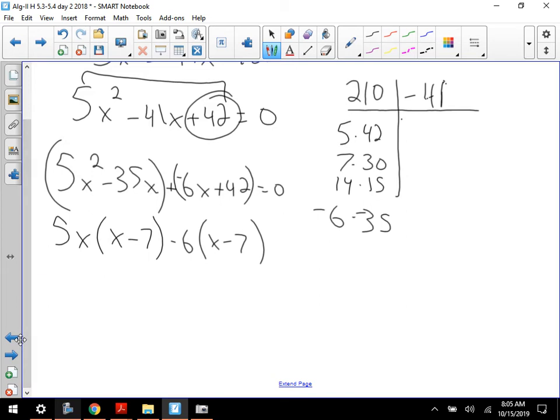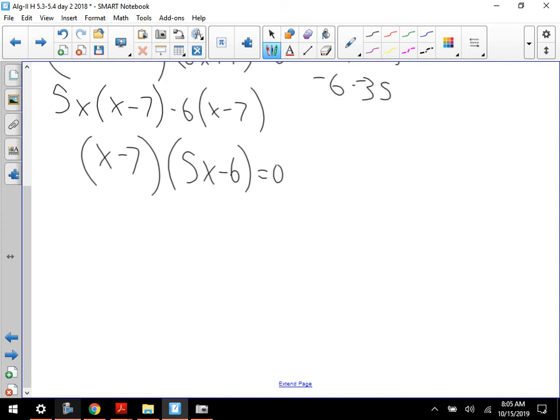So, that means that one term is x minus 7, the other term is 5x minus 6. And then since this was a calculate zeros problem, to get my zeros I just set both of those terms equal to 0, and hopefully by now you realize that it's 7 and 6 divided by 5.